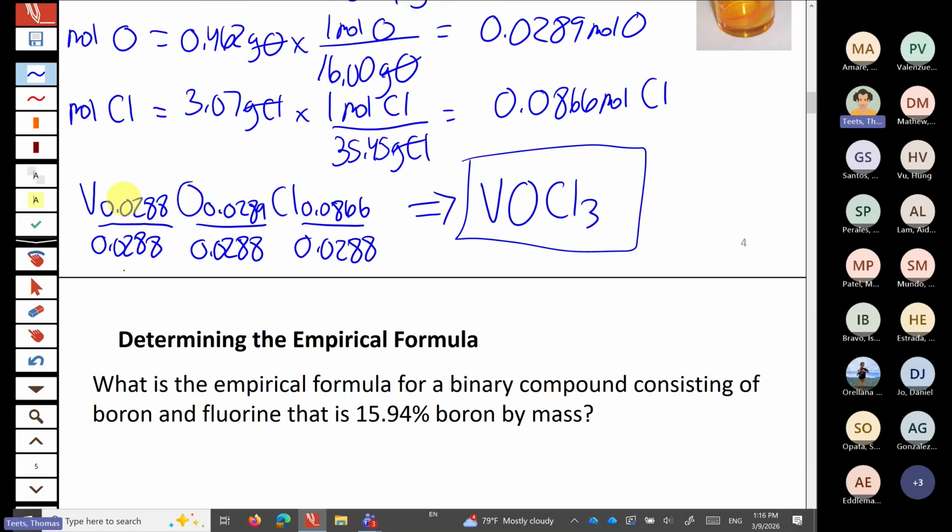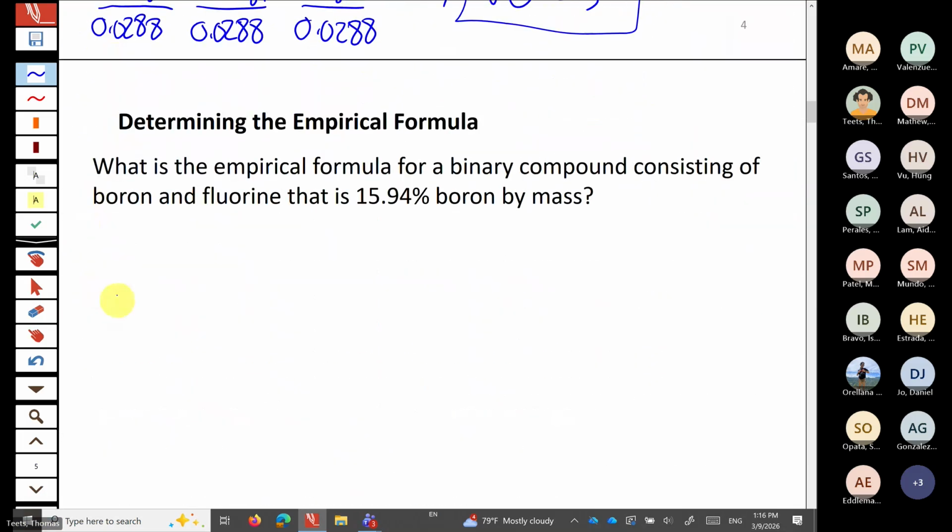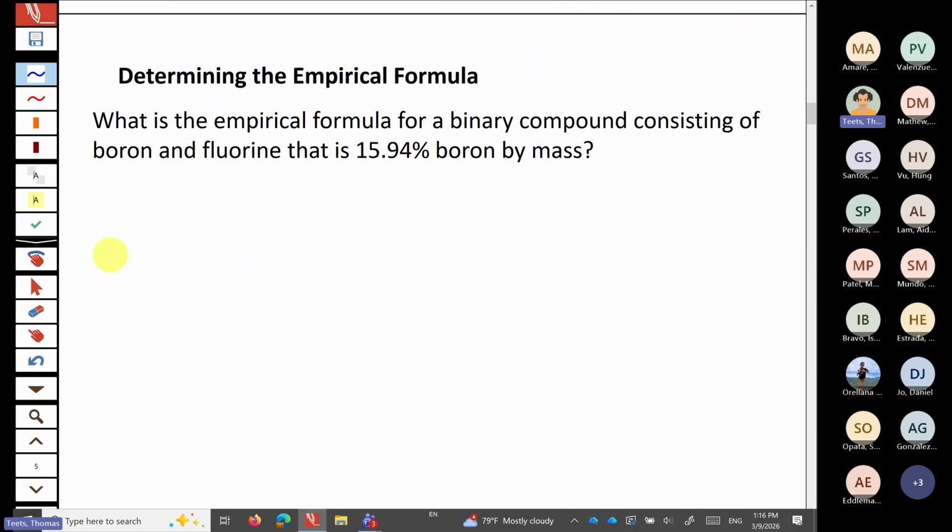All right, so the next one is almost identical, just with mass percents instead. So here we want to know, what is the empirical formula for a binary compound consisting of boron and fluorine that is 15.94% boron by mass? Now, this one you might be a little bit confused because like, well, there's two elements in the compound, boron and fluorine, but only have 1 mass percent.